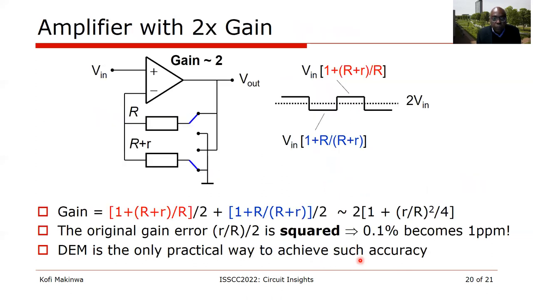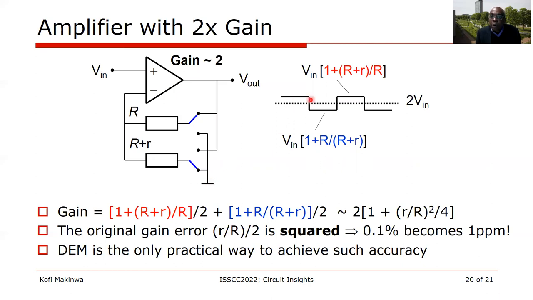Okay, so far I've shown you dividers, but in many applications we want some gain, right? Now I've shown you how to make a precision divide by two. So you can use it in the feedback network of an amplifier to make a precision amplify by two. And then we do the same things. We have our two feedback resistors that are mismatched. We have some switches so that we can change the position of these resistors in the circuit.